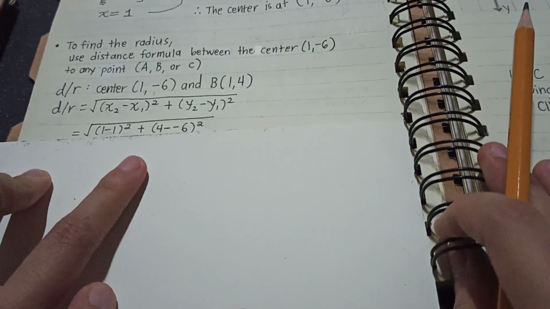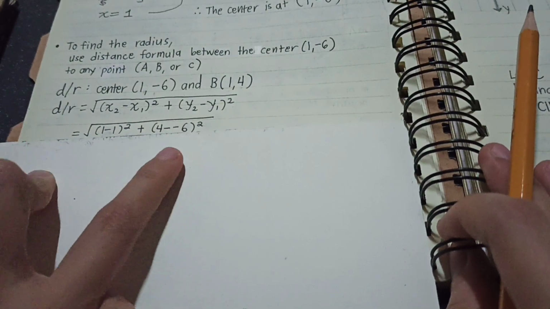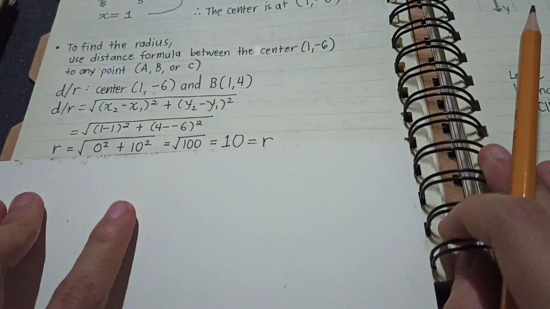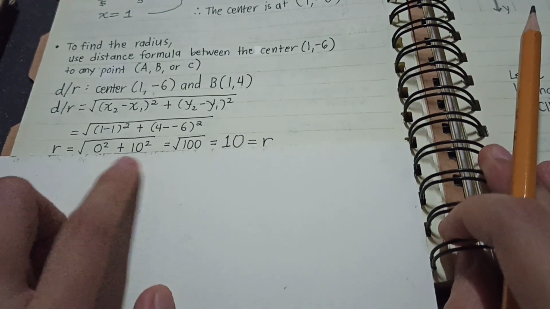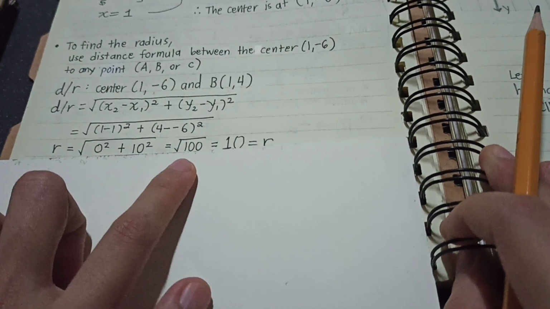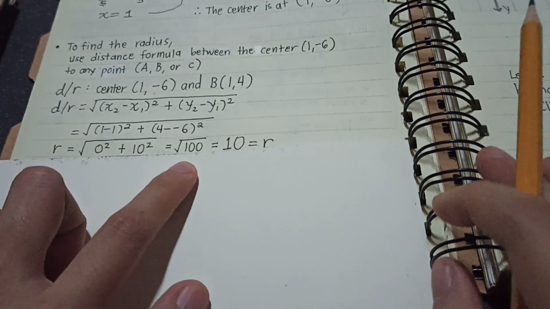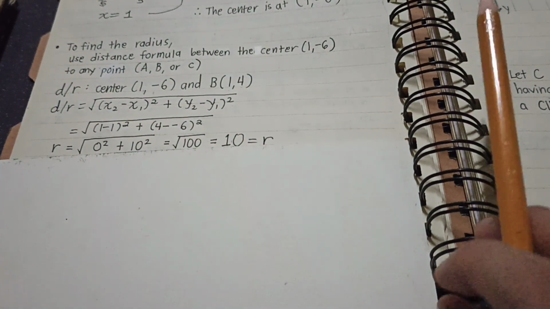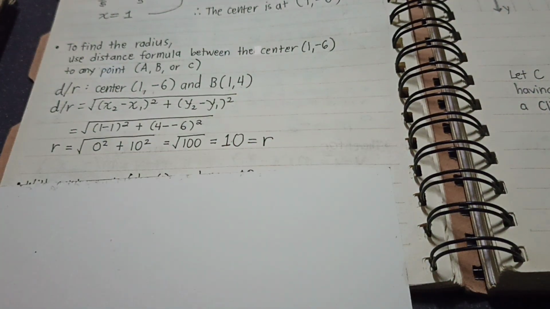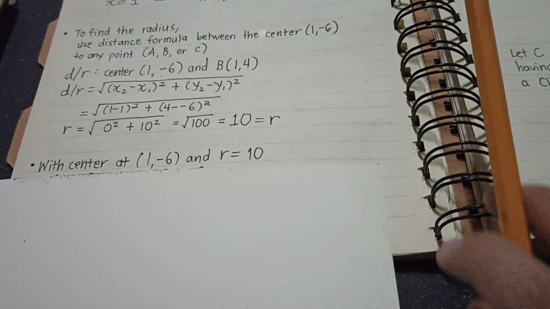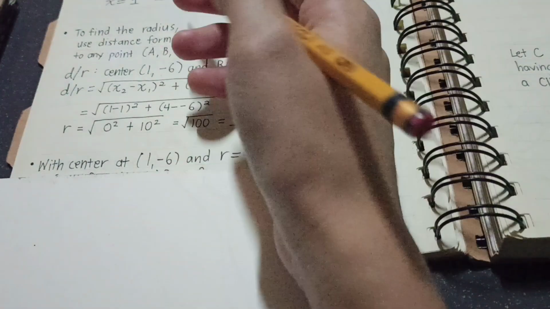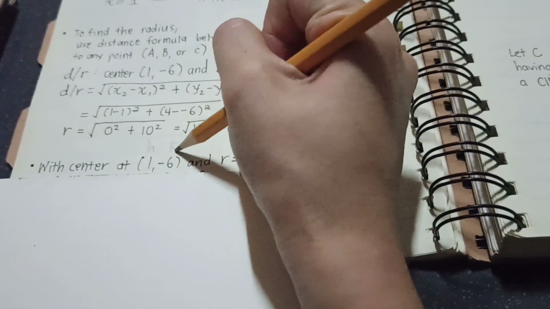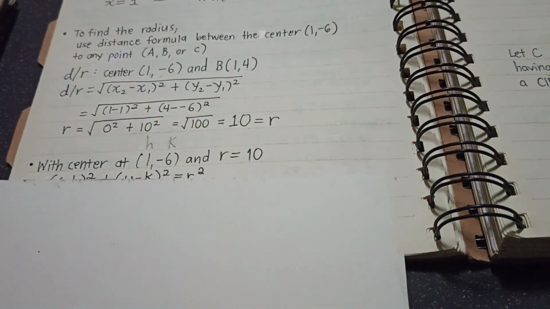1 minus 1 is 0. 4 minus negative 6, KCC, it will become 4 plus 6, which is 10. 0 squared plus 10 squared is equal to 0 plus 100, or the square root of 100, which is equal to 10. Alright, we have the radius, we have the center. We can now write the standard equation of the circle. 1 is the h, negative 6 is the k, then r is 10.